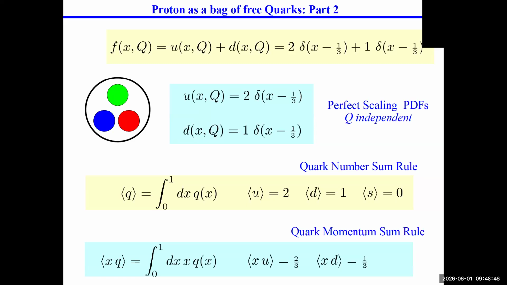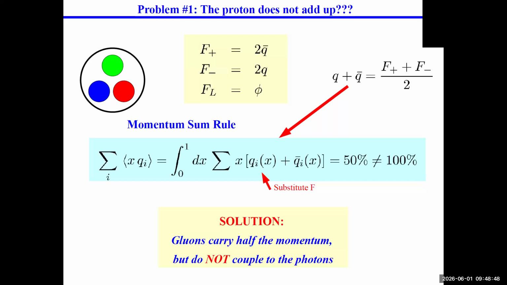Why is this a toy PDF? Well, the next thing you do is you actually go and do those measurements. You get the structure functions, and then you work out the PDFs. You put them in here, and you check the momentum sum rule, and you don't get 100%, you get 50%. So something's going on. You add up all the momentum of the quarks and antiquarks, and it only adds up to 50% of the proton. What happened? I lost half the proton momentum somewhere.